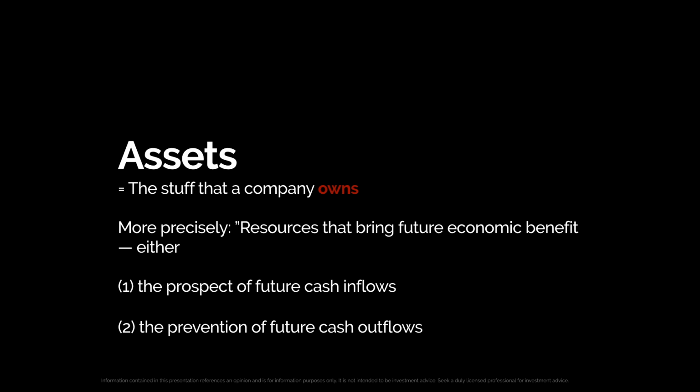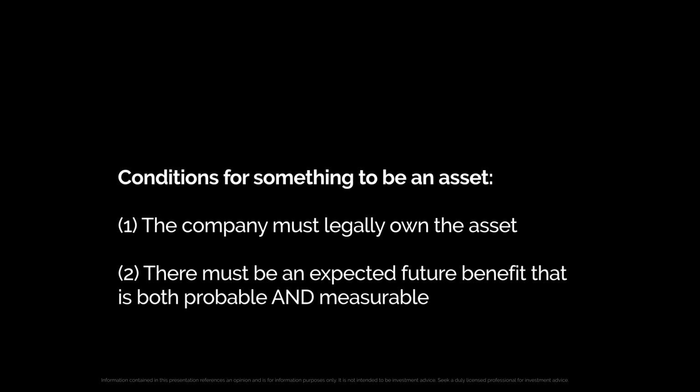And there are two conditions that we have for something to be an asset. The company must legally own the asset, and there must be an expected future benefit that is both probable and measurable. So a stapler that's sitting in a company's headquarters probably is not going to be considered an asset because it's very hard to measure an expected future benefit. But a machine that is generating product that is getting sold out is definitely an asset because there's an expected future benefit and we can measure how much benefit that machine gives us.